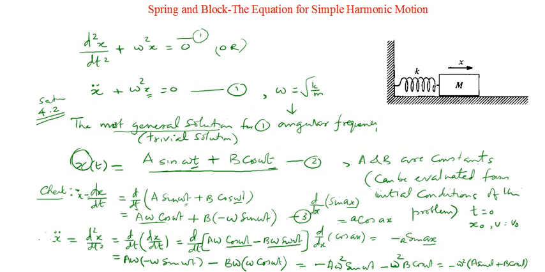So let me write it here. That is equal to, finally you are getting minus omega square into x itself. And on the left side, you have x double dot. So you take minus omega square x from the RHS to the LHS. So it becomes finally x double dot plus omega square x is equal to 0. And can't you see that this is our required equation given by equation number 1.